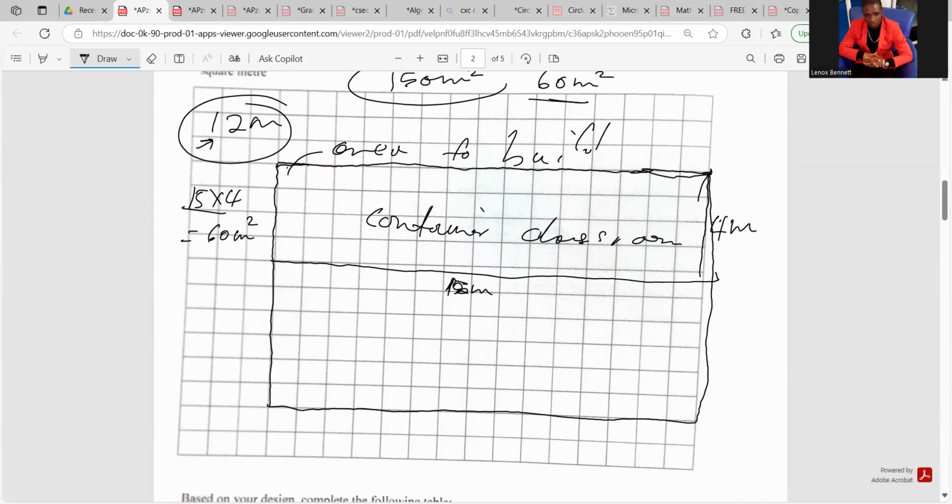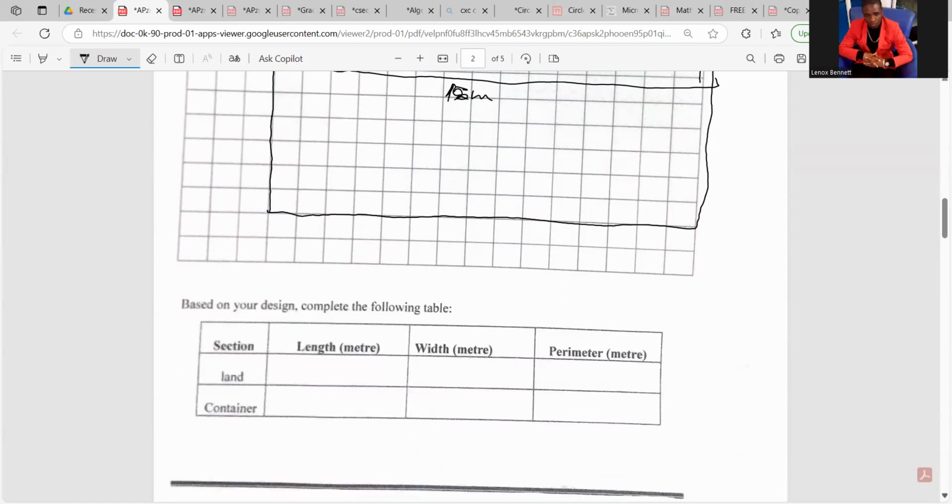Let's proceed. It says now, based on your design, complete the following table. The length of the land was what? 15. Yeah, it was 15 meters. The width was 10 meters. What would be the perimeter? Now, the perimeter would be 15 plus 10, and then we times this by 2.